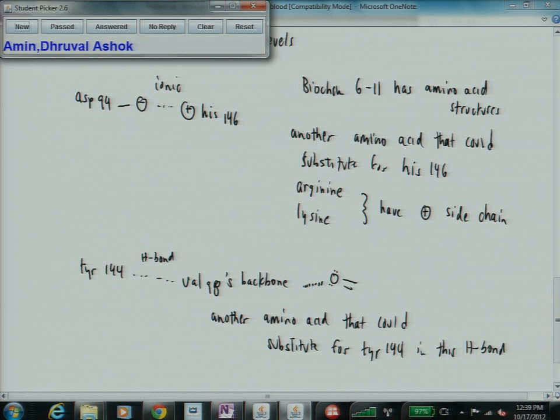Tell me, what were you looking for? Ability to make a hydrogen bond. Cool. All right, so tell me, what'd you get? Pardon? Glutamine. Glutamine. Yes, that would absolutely work. Excellent. All right, thank you, sir.